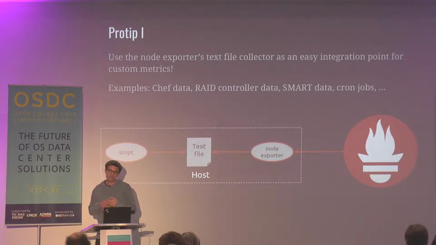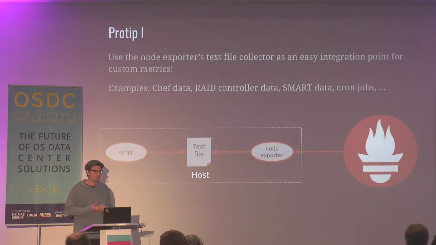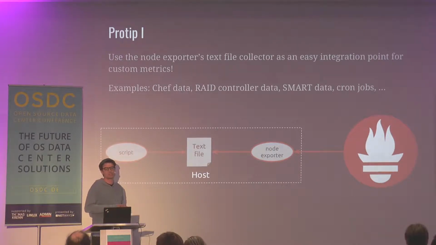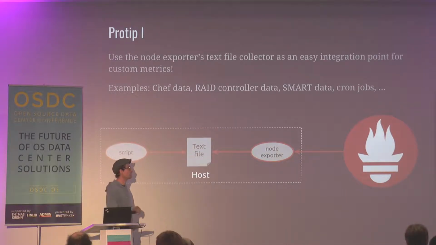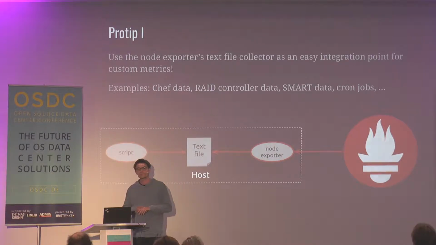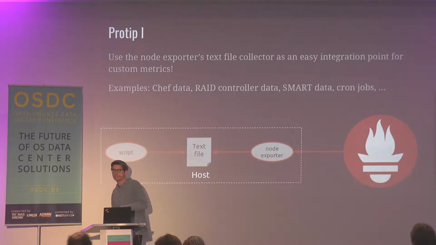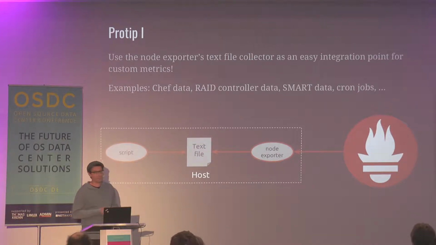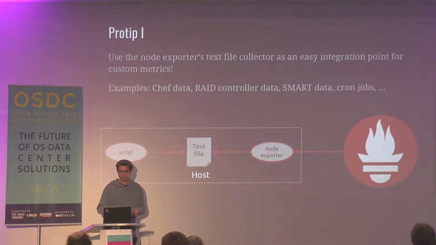Very simple idea, but it makes for a great integration point to add your custom metrics. There's actually some example scripts, even in the node exporter GitHub repository, that collect RAID controller data, for example, or SmartMon data, and expose that to Prometheus. We also use it for some cron job results, and we also have a certain amount of our Chef data, so from our configuration management system, that we expose in Prometheus this way. Very simple to use, but very powerful.